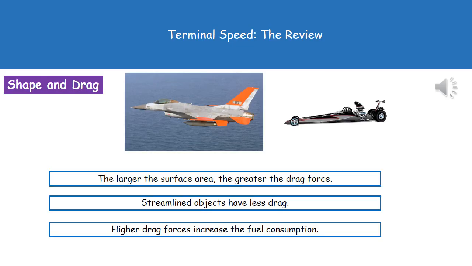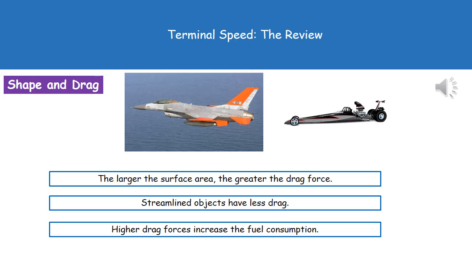Last thing we need to consider then is how shape actually affects the drag on an object. Okay, because as we know, the amount of drag is going to affect the terminal speed. So when you think about any of these vehicles that they want to go really fast, so you know, the Formula 1 racing cars, fighter jets, they've got this very streamlined shape. So they've been designed to have the minimal amount of drag possible, because that means the terminal speed is going to be much higher.